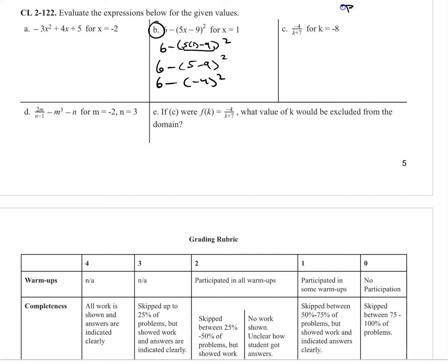Now because of PEMDAS, we went inside the parentheses first. Next we're going to do the exponent. Negative 4 squared is negative 4 times negative 4. All right, so it's 6 minus 16. And 6 minus 16 is negative 10.